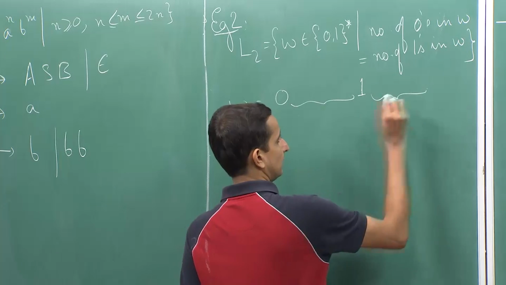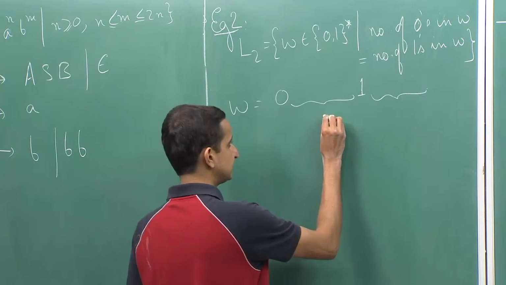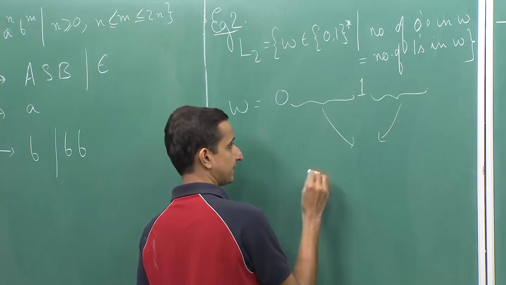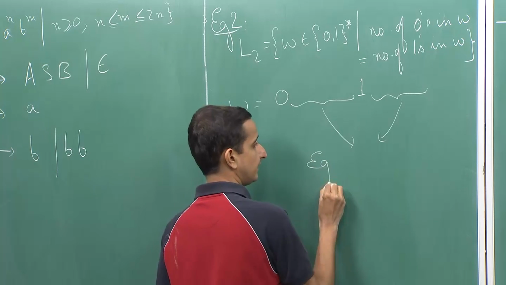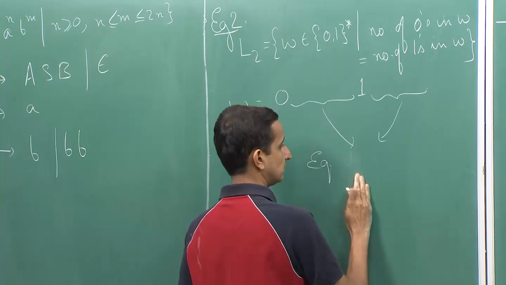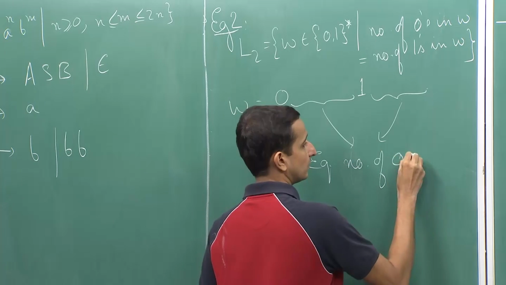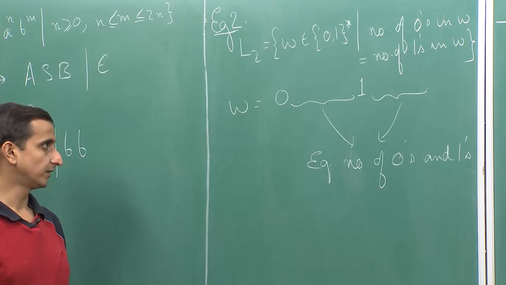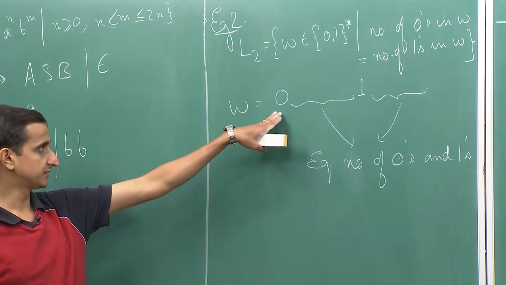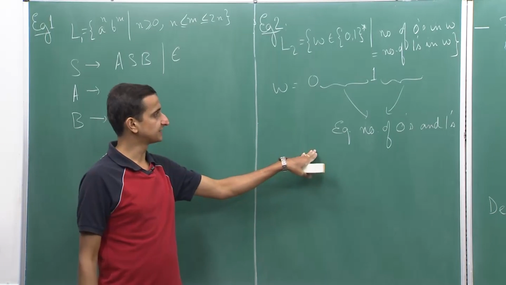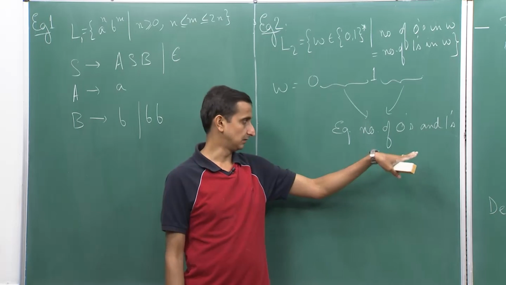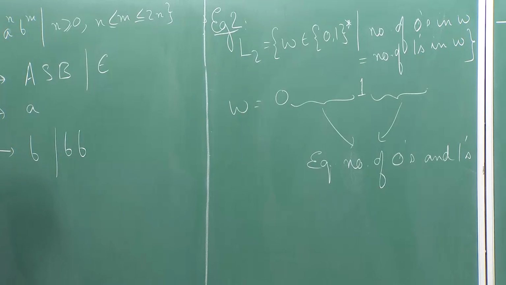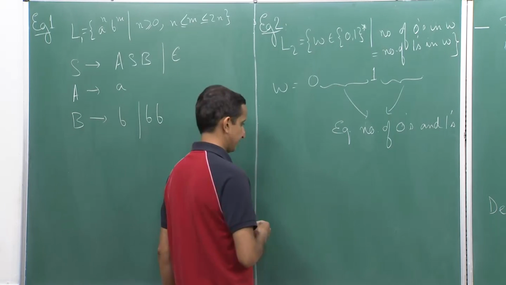The property is that both these parts have an equal number of zeros and ones. This is the case when the string starts with a 0. Even if the string starts with a 1, I have a similar sort of analysis. Now I want to use this fact to construct a context free grammar.